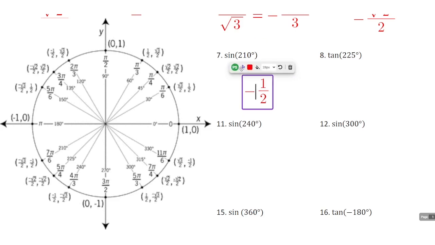Number 8, tangent of 225 degrees. 225 degrees, again, is in quadrant 3. Notice that the x and y values are the same. They're both negative root 2 over 2. So if I divide negative root 2 over 2 by itself, I'm going to get the same thing that I would get if I divided anything by itself, and that is 1.